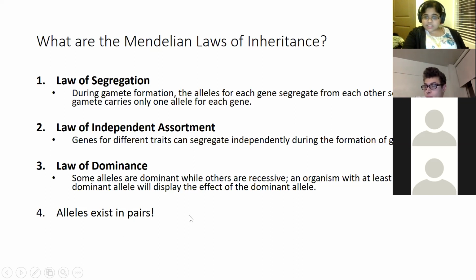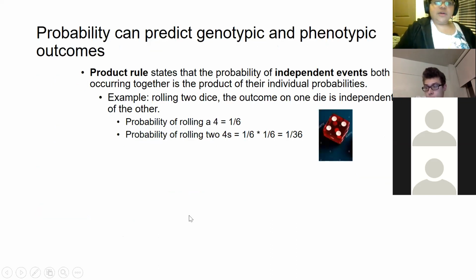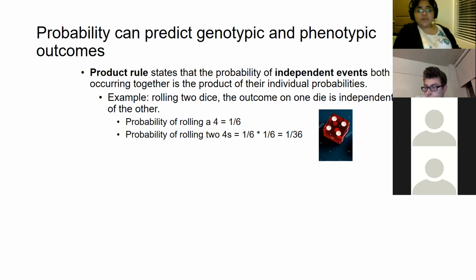Okay. Technology does not like me today. Okay. So to figure out genotypic and phenotypic outcomes, the probability of those, you have two different rules going on. The first one is the product rule. It states that the probability of independent events occurring together is the product of their individual probabilities. So for an example, if you're rolling 2 dice, the outcome of one die is independent of the other, okay? So the probability of rolling a 4 is 1/6 because you have 6 sides on a die.